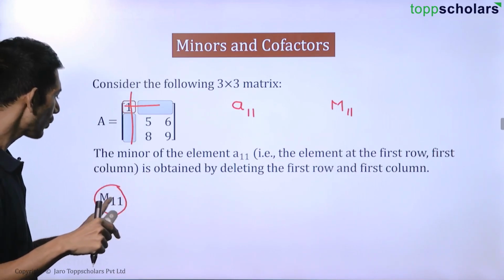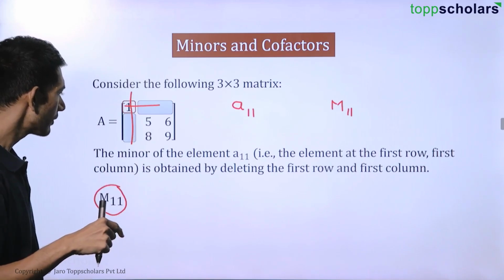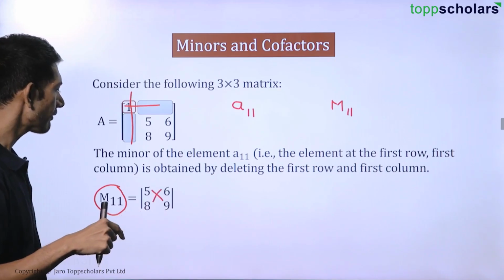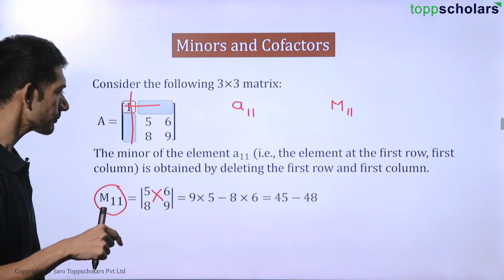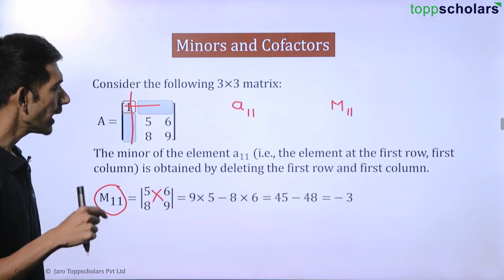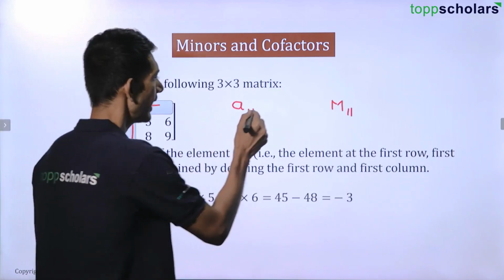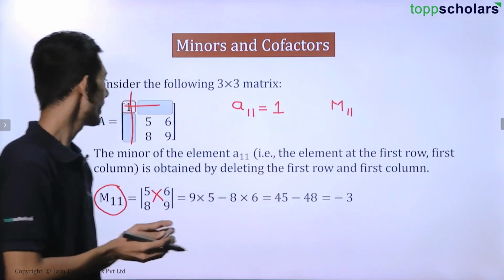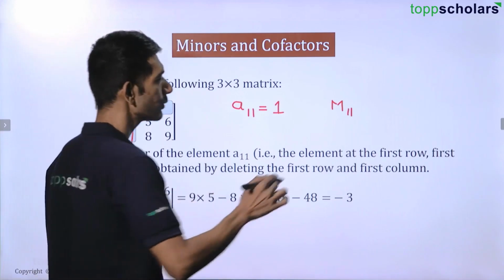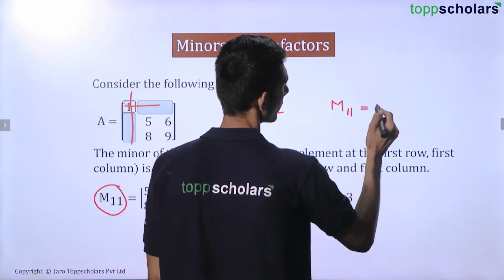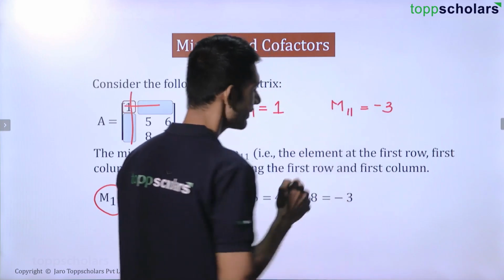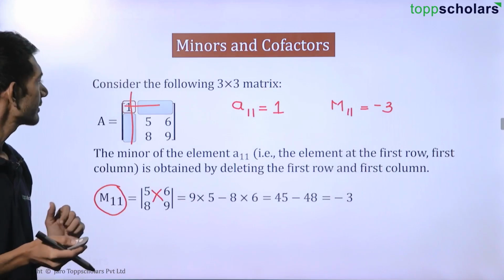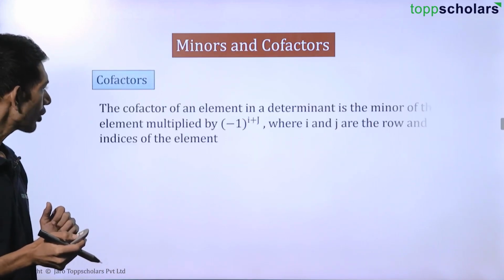So minor of 11 is the determinant of 5, 6, 8 and 9. 9 fives are 45, 6 eights are 48, subtract them. Minus 3. So M11 is minus 3. A11 is 1. M11 is minus 3. I hope this part is clear to you. Simple. Let's continue. Now let us talk about cofactors.